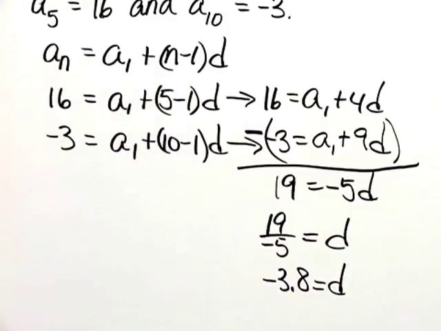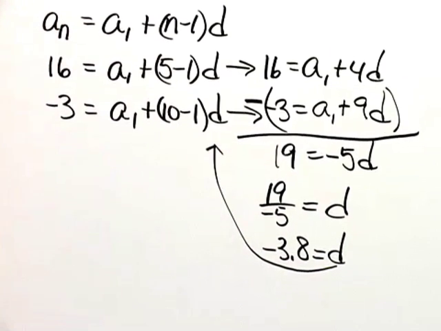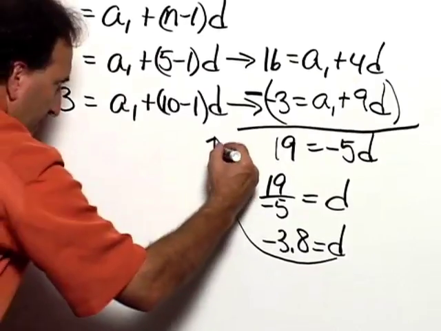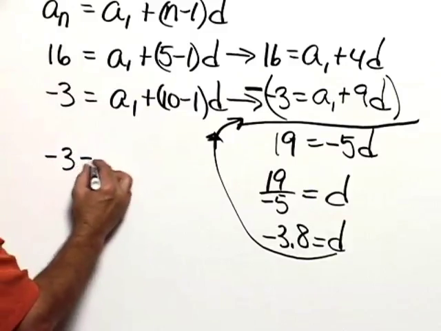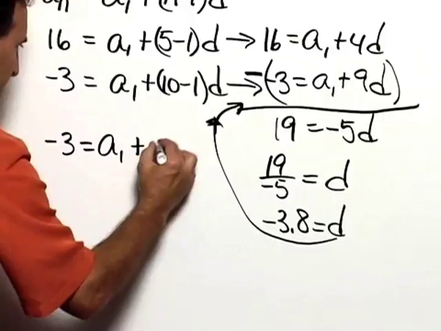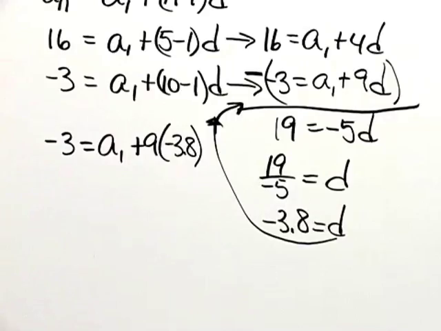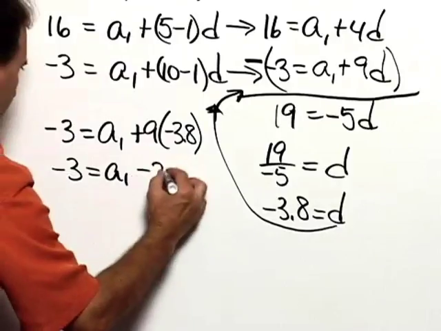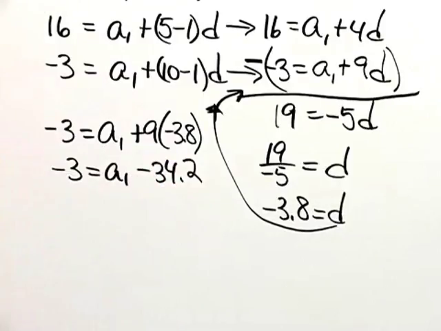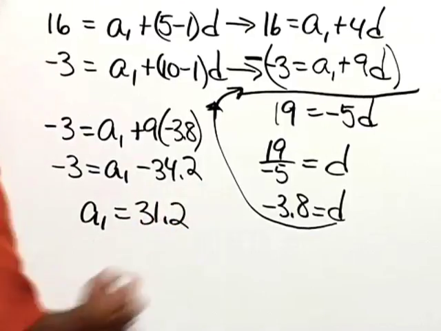What we'll now do to solve for a sub 1 is substitute this d value into this equation, actually this equation here, the simplified form. And so that would be negative 3 equals a sub 1 plus 9 times d, or in other words, 9 times negative 3.8. That's going to give us negative 3 equals a sub 1 minus 34.2. Adding 34.2 to both sides gives me a value for a sub 1 of 31.2.